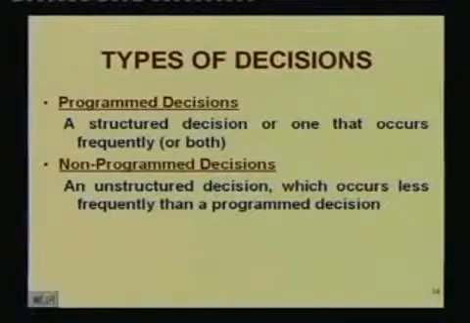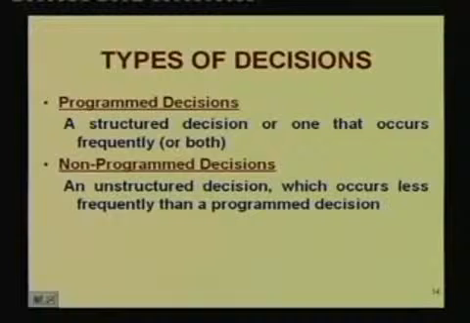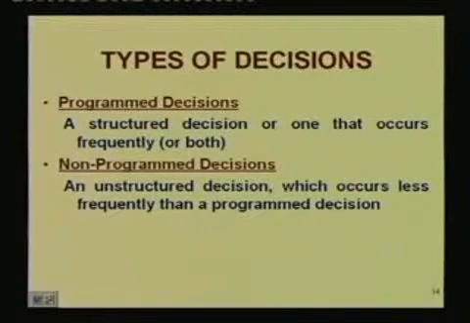Now there are various ways the decisions can be differentiated. One such way is programmed versus non-programmed decisions. A programmed decision is one where we have a structured decision, or one that occurs frequently, or both. So that's called a programmed decision. A non-programmed decision is an unstructured decision which occurs less frequently than a programmed decision.